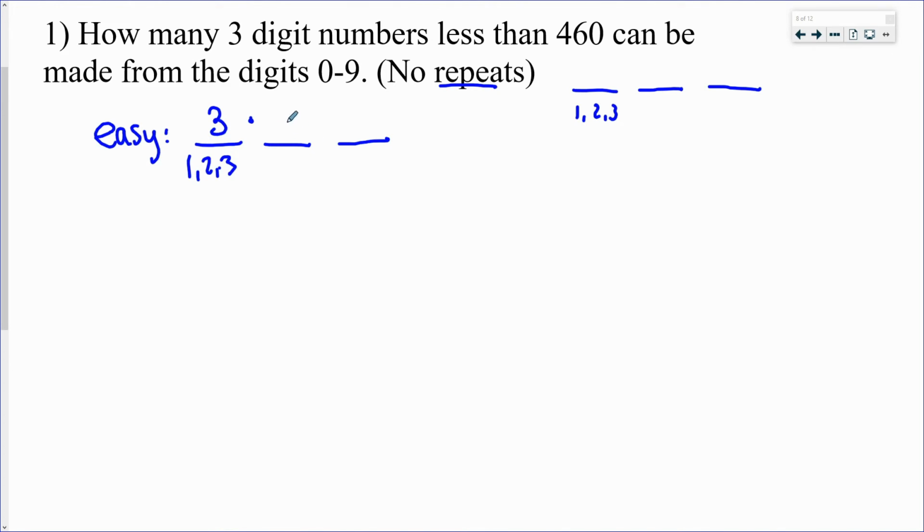And then it doesn't matter what this is. So you have 10 digits. You used 1. There's 9 left. Use another one. There's 8 left. So now 3 times 9 times 8 is 216 ways.